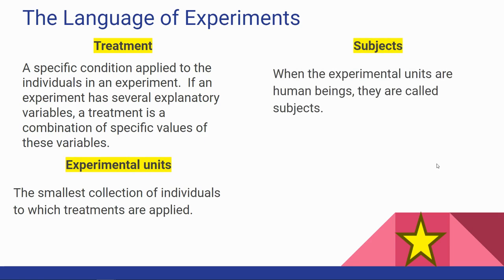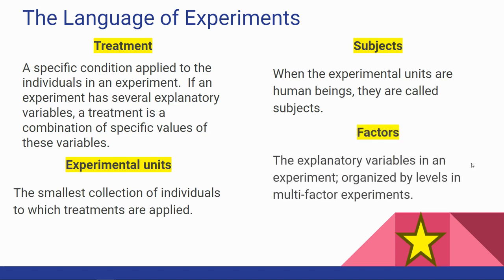Subjects: when the experimental units are human beings, they are referred to as subjects. And factors: the explanatory variables in an experiment, organized by layers in multi-factor experiments.